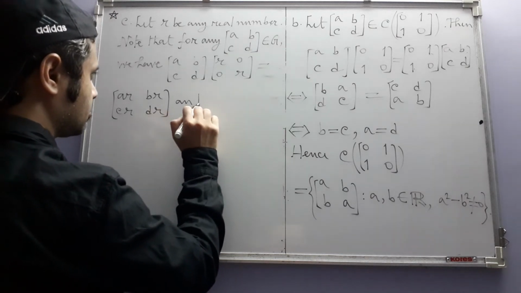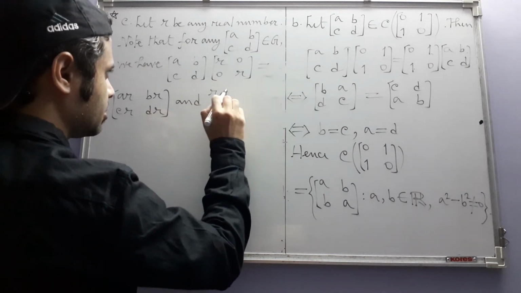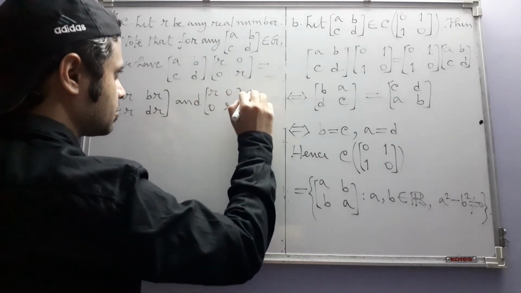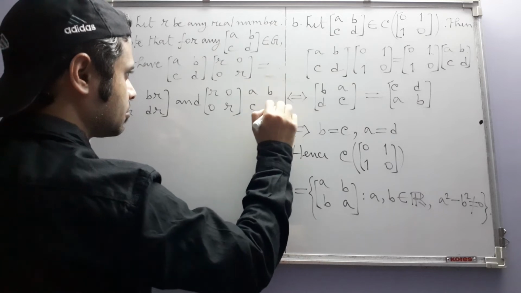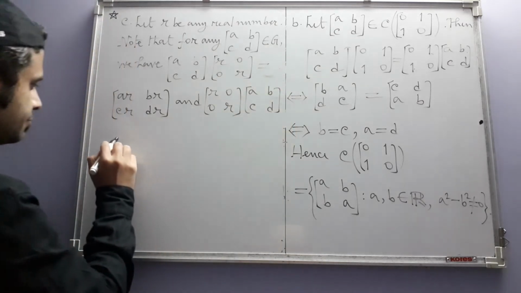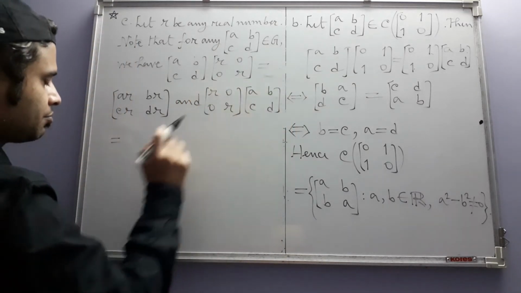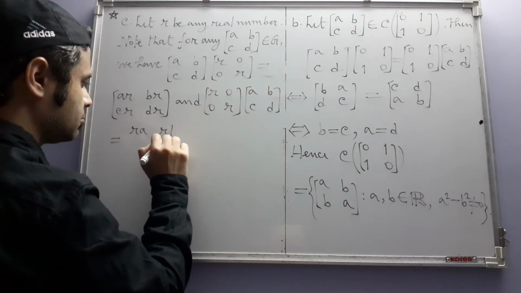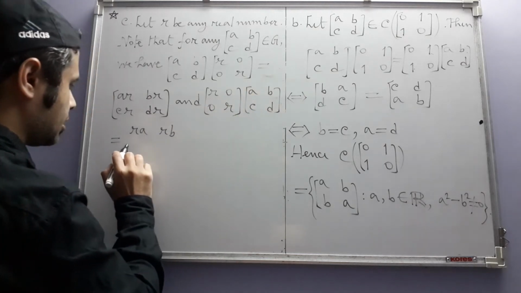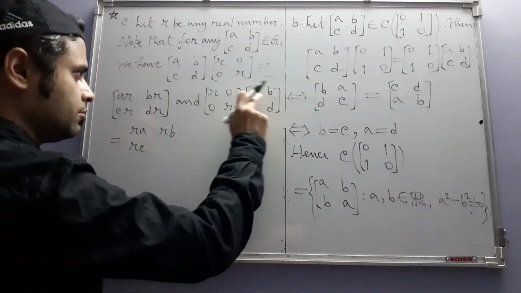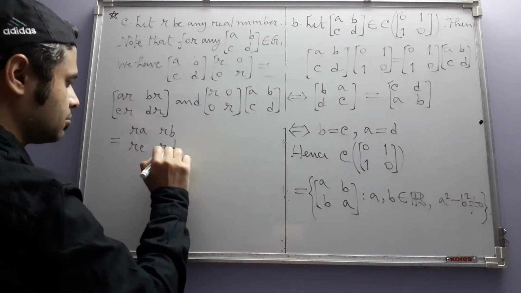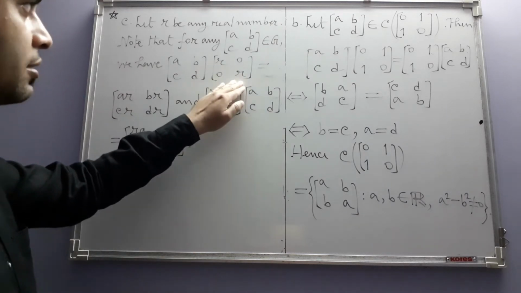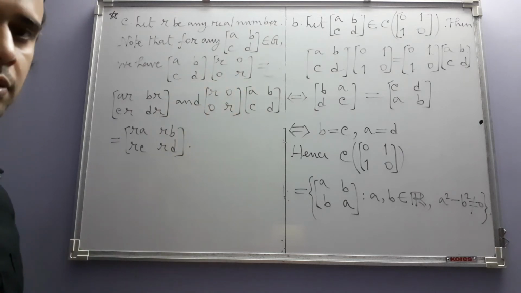And what happens if we change the order and calculate the product? RA plus 0, RB plus 0, 0 plus RC, 0 plus RD. So that means this matrix commutes with any matrix in G.